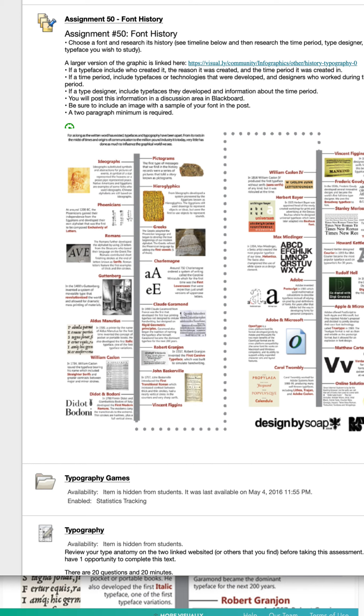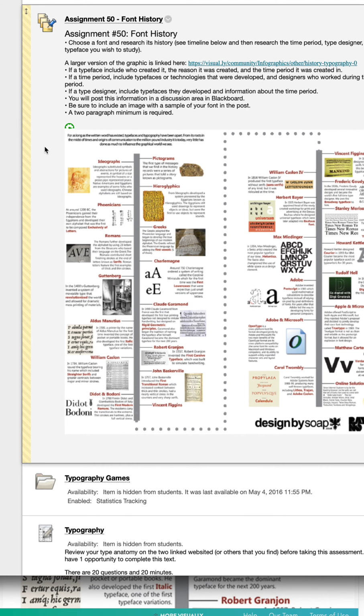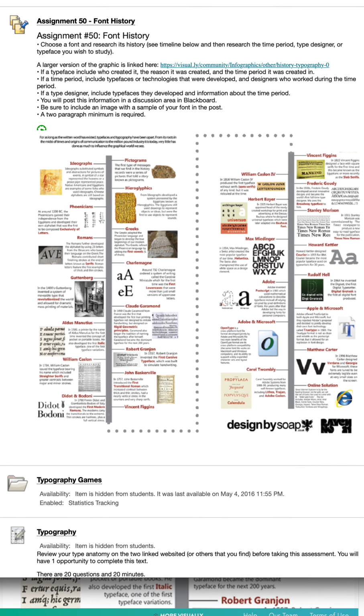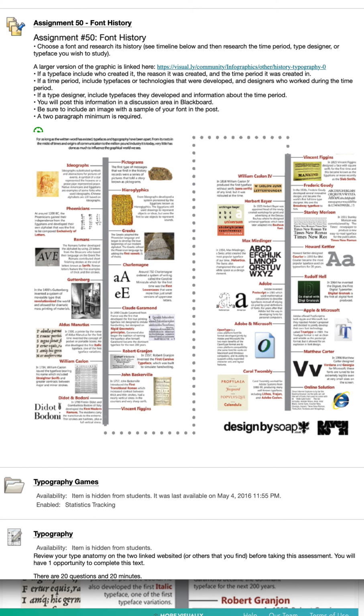So that gets us to the next of our assignments. And for this one, we're talking specifically about assignment number 50, which is all about font history. For this one, you're going to be writing about, and I'll describe a little bit more about that in a second, the details of what you're writing, but you're going to be writing about font history. And you're going to be doing this in the discussion area in Blackboard, which is this item.